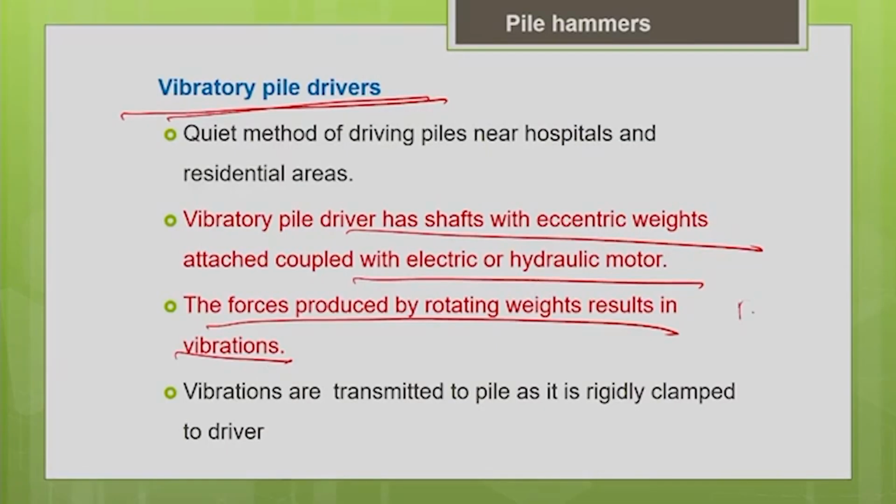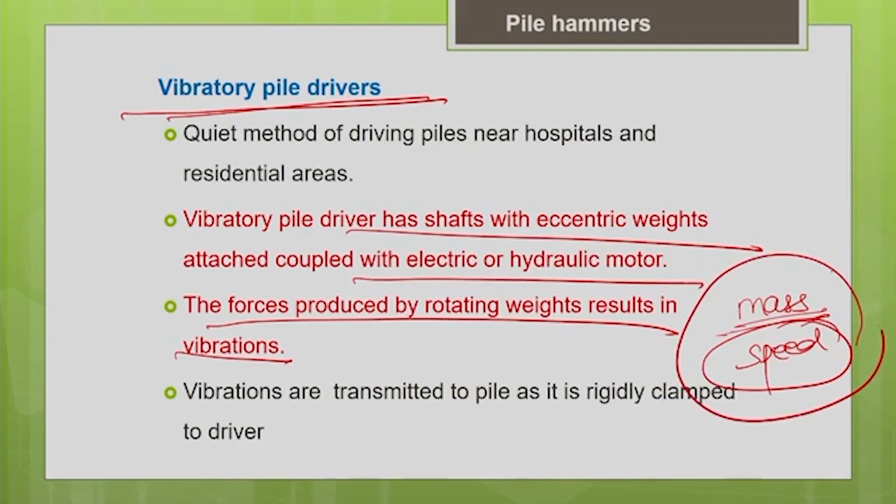What will be the amplitude or the frequency of the vibration? That will depend upon the mass of the rotating weight and the speed of the rotating weight. The greater the mass of the rotating weight, the more the amplitude. The greater the speed of the rotating weight, the more the frequency of vibration. That will control your driving efficiency. By varying the mass and the speed of the rotating weight, you can vary the amplitude and the frequency, which helps you control the driving efficiency.